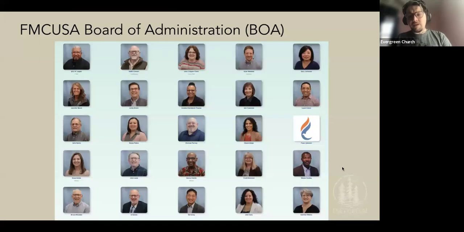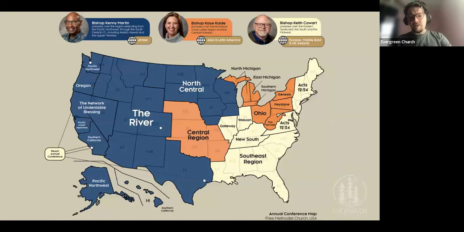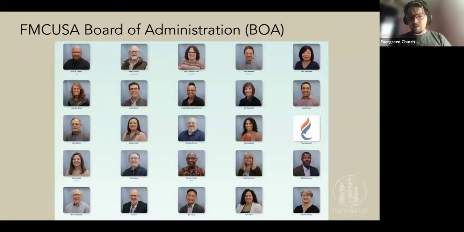We also, every 4 years at General Conference, elect a board of administration. These are clergy and lay folks from across this region. Each bishop's region gets to nominate certain people, so there's an equal representation from all the bishops' regions, and they serve matters of governance, finance, risk mitigation, all that good stuff, which you'll see more details on when we get to our local church board. But this is who's currently serving us from 2023 to 2027.